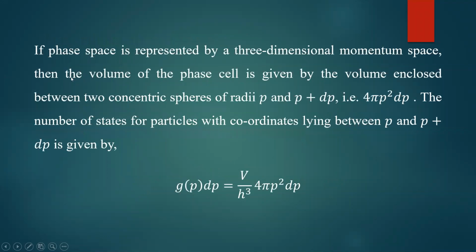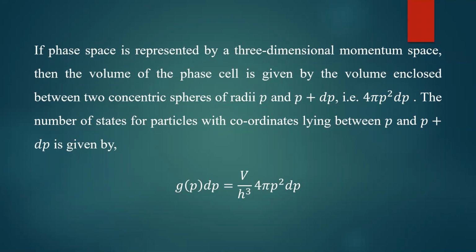Suppose we consider the phase space as a momentum space. Suppose only momentum is considered, the three-dimensional momentum space, then the volume of the phase cell is given by the volume enclosed between two concentric spheres of radii p and p plus dp. The volume of that hollow sphere is going to be 4 pi p square into dp. That represents one phase cell. So suppose you convert the entire solid sphere into a large number of hollow spheres, then each hollow sphere will have the volume equal to 4 pi p square into dp.